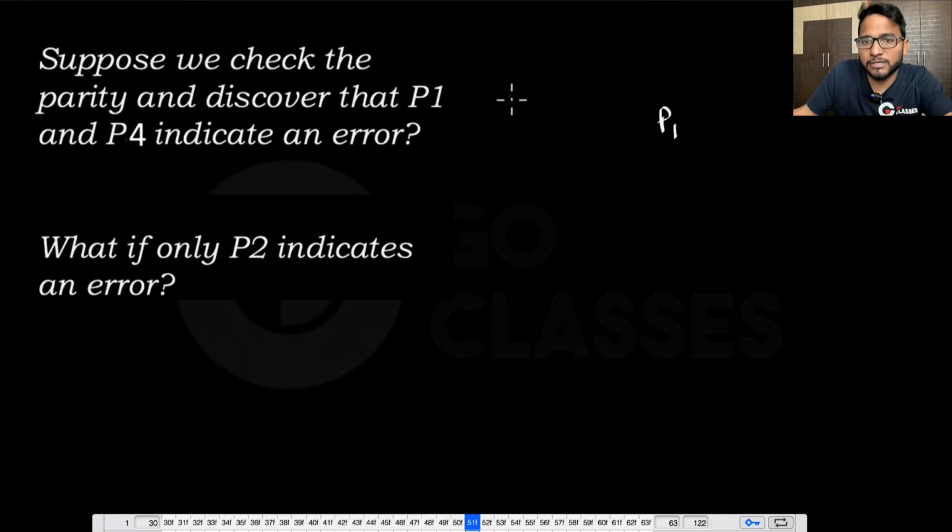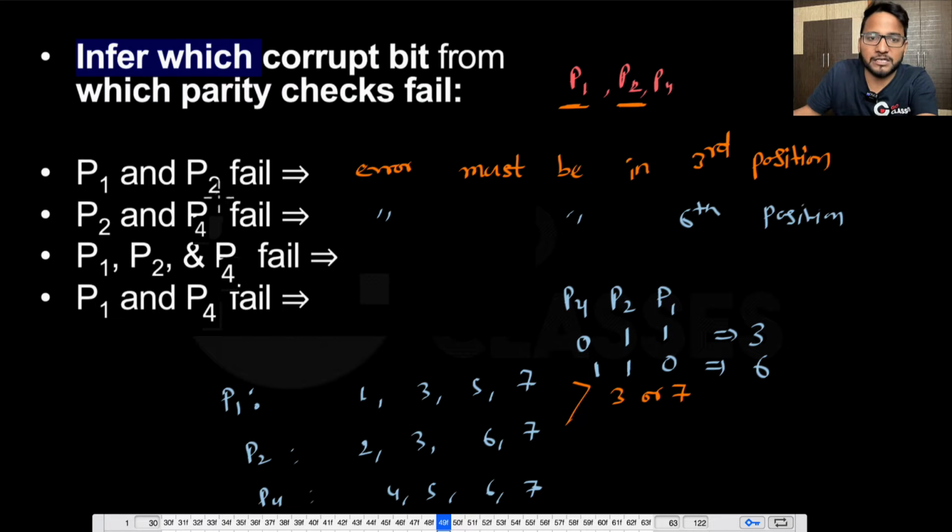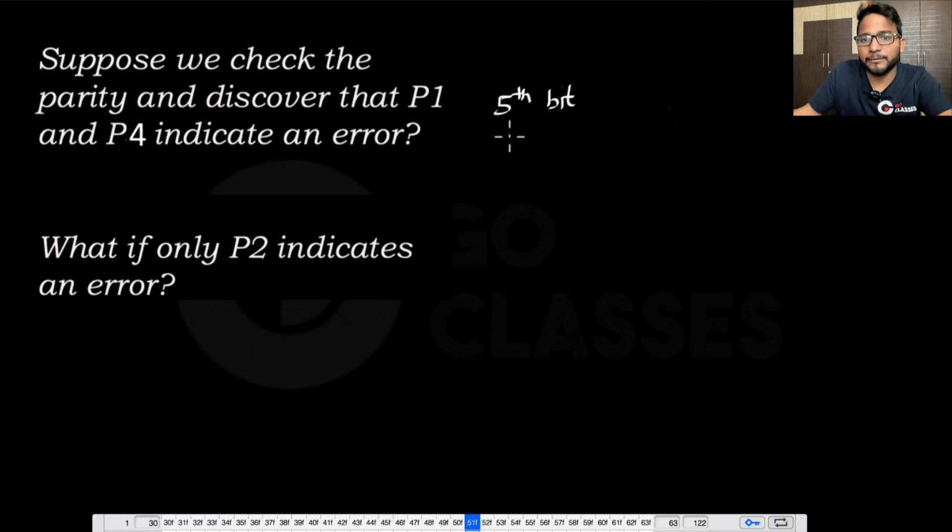So one way is that you say the 5th bit is having the error, and you do all of this calculation. Another way is that you just sum up 1 and 4, and then 5 is the answer. See, earlier also we can just find the answer by summing it up. 1 and 2, 3 is the answer. 2 and 4, 6 is the answer, right? 1 to 4, then the answer is 7. If all of them fail, then you can just check that 7 is common. If 1 and 4 fail, then 5 must be the answer.